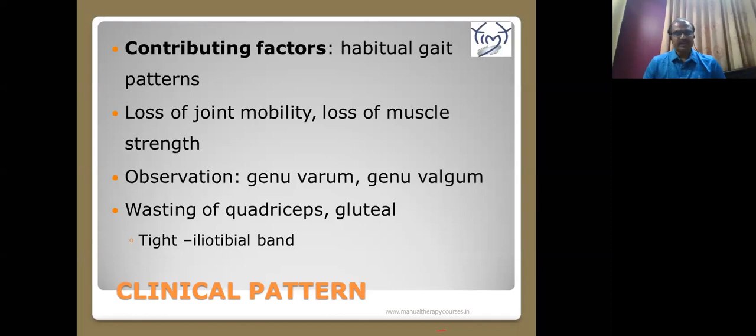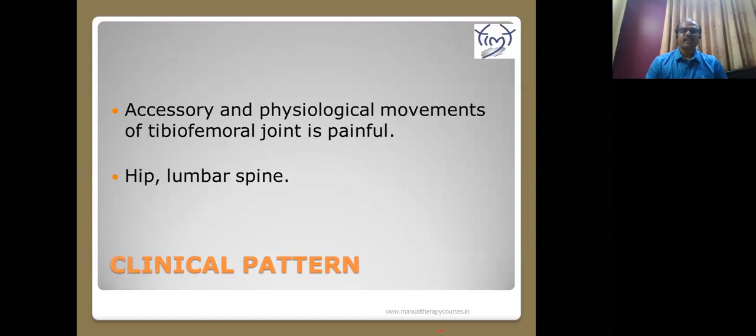So when you have iliotibial band tightness, we need to work on it. And not to forget to do the accessory movements and the physiological movements of the tibiofemoral joint, as well as not to leave the hip and lumbar spine. So this has to be checked, as it could be the source of the pain. When you say this could be the source of the pain, we really need to find what could be leading to that, or what could be causing it.